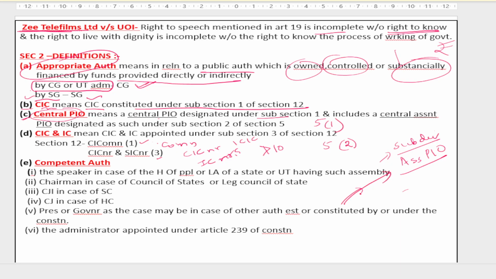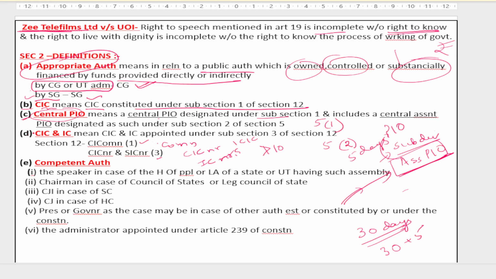Now the person can file an application before this assistant PIO, and the assistant PIO will transfer the application to the PIO within a period of 5 days. In the normal case, the information needs to be provided within the 30-day period. But in case the RTI application is filed before the assistant PIO, the information will be provided in a period of 35 days. 5 days extra for response will be provided.